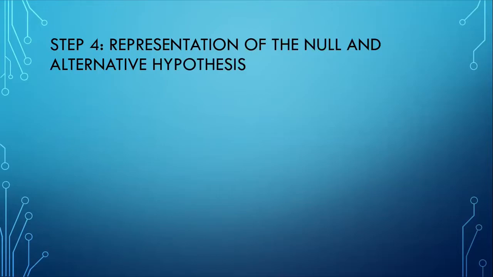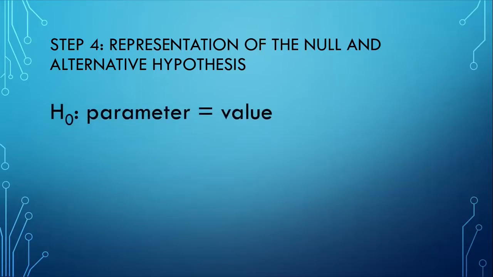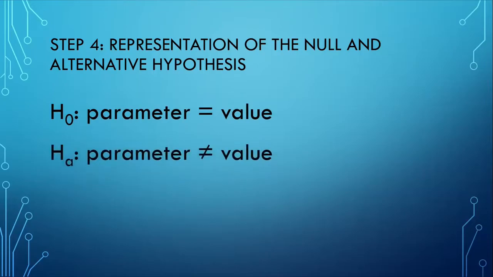The fourth step is the representation of the null and the alternative hypothesis. The null and alternative hypotheses are a complementary pair. Since Arjen claims he got a score of 4,000 points in CODM, its complementary claim is that he didn't get a score of 4,000. Therefore, the complementary pair that we shall use is: the null hypothesis is that the parameter is equivalent to the value, while the alternative hypothesis is that the parameter is not equivalent to the value.